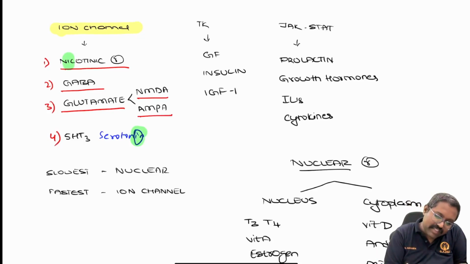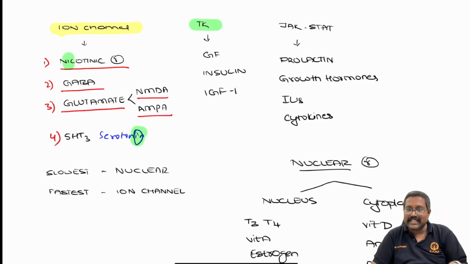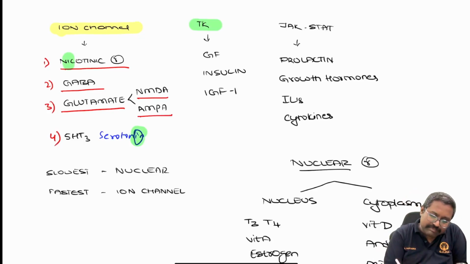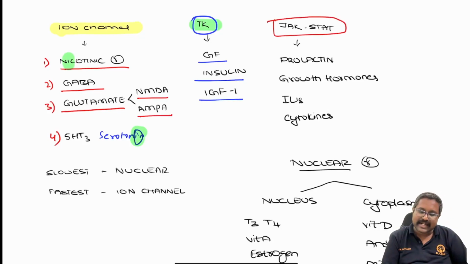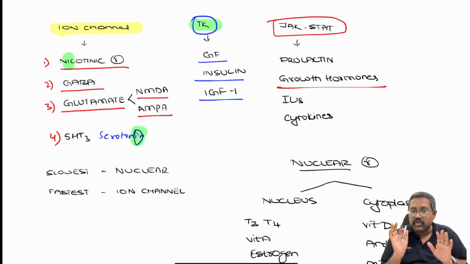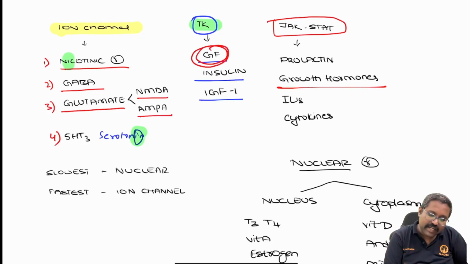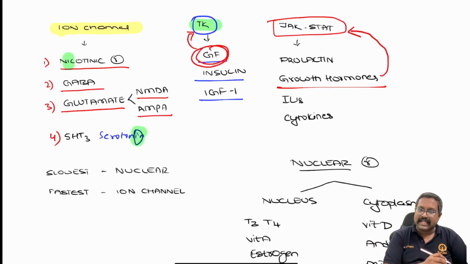Then we have drugs which can act through tyrosine kinase. An example is growth factor, such as insulin-like growth factor 1, which will act through tyrosine kinase. This has been asked many times in your exams. So what are the things which act through the JAK-STAT receptors? We have growth hormone. Please don't confuse: it is growth factor which acts with the help of tyrosine kinase, whereas growth hormone acts with the help of JAK-STAT.